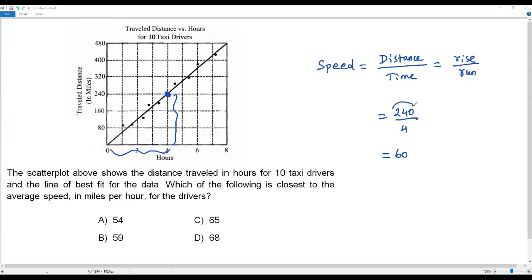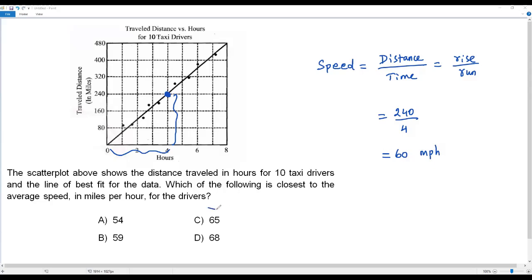Okay, here in the numerator we have 240. The unit of this 240 is miles, and in the denominator we have 4. The unit of this 4 is hours. So the unit of the result 60 over here is miles per hour. So the average speed for the drivers is 60 miles per hour.